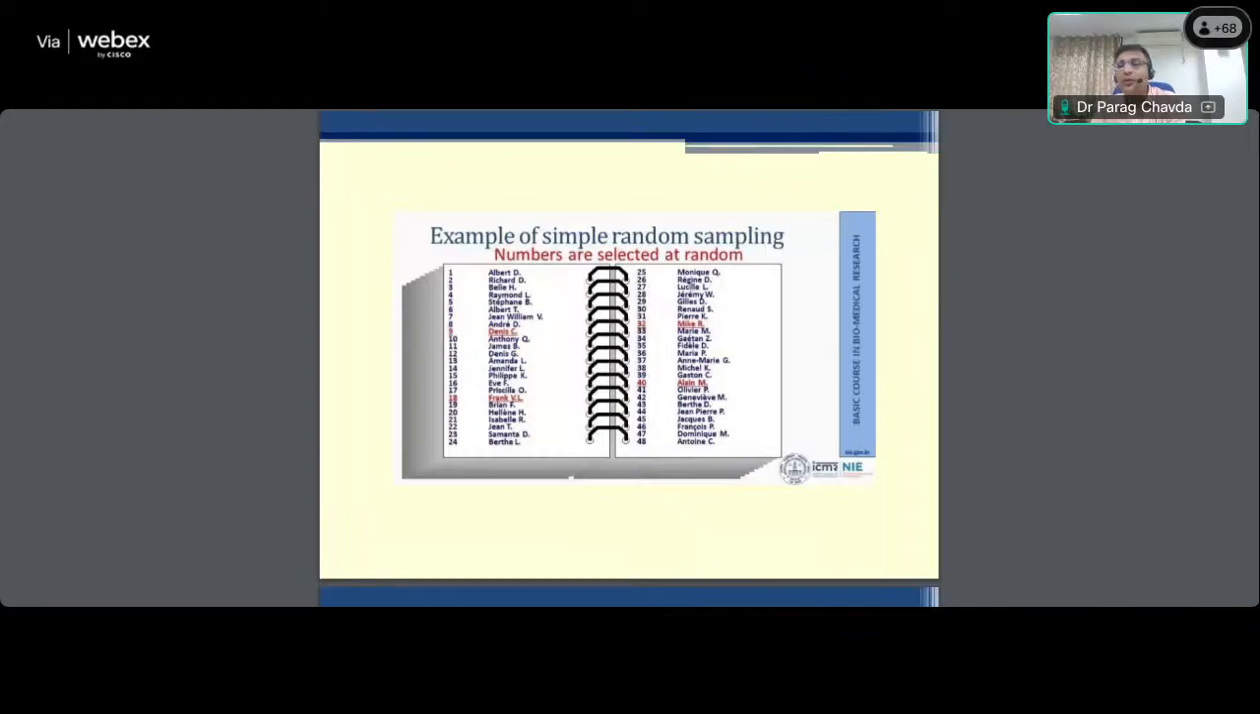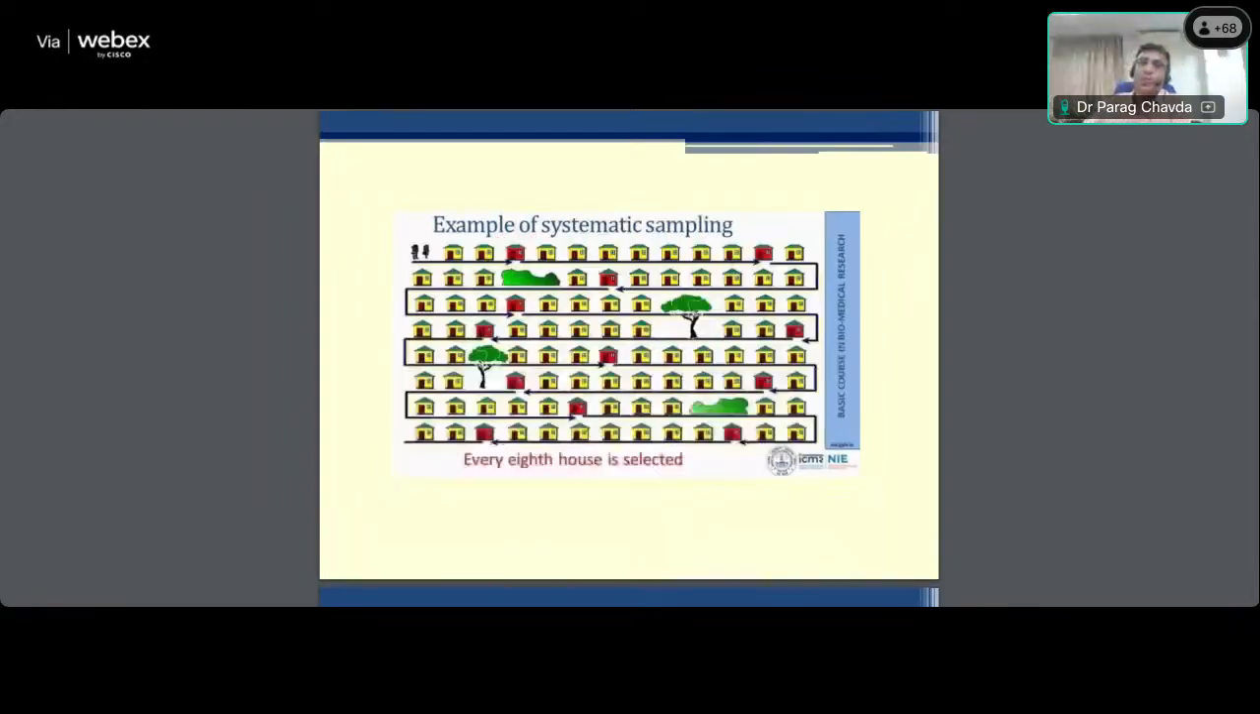Practically very difficult because you need to have the entire sampling frame available at the start of the study. ये OPD based study में हम नहीं कर पाएंगे because OPD में आज 5 पेशेंट आएंगे या 15 पेशेंट आएंगे हमें पता नहीं होता है. So we do not have a sampling frame in OPD based study. This is commonly used in descriptive studies where we have the sampling frame.